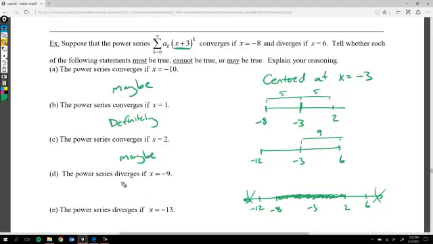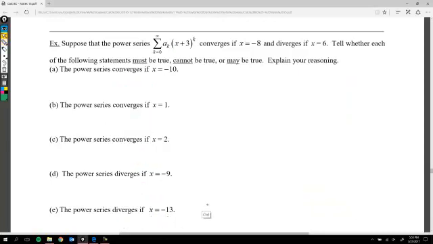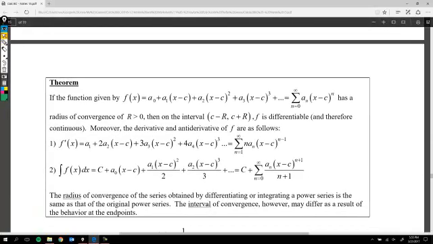Okay, then it asks if it diverges if x equals -9. Well, -9 is out here. I'm not really sure what it does between -12 and -8, so this is also a maybe. Right, and then power series diverges if x equals -13. Yes, it definitely diverges because it's outside of my bounds here. So that's a definitely. All right, let's move on.